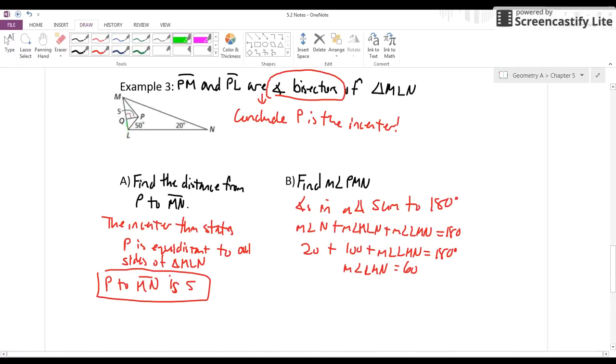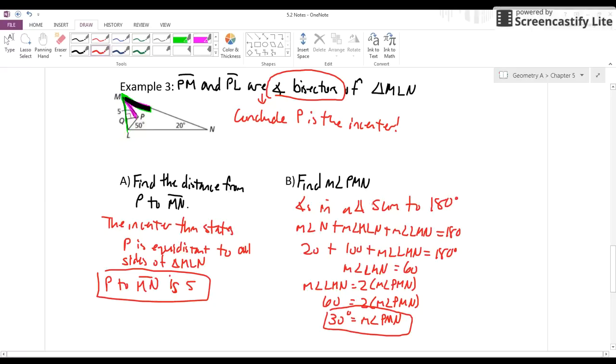So again, we know that LMN, this whole thing, is 60 degrees, and I'm looking for just PMN, which is this one right here. Well, we know again it's an angle bisector. So the measure of angle LMN is 2 times the measure of angle PMN. Then I can just divide 60 by 2, and I know that the measure of angle PMN is 30 degrees. So here I used a combination of the definition of incenter with my definition of bisectors to help me figure out the angle measures using the triangle sum theorem.